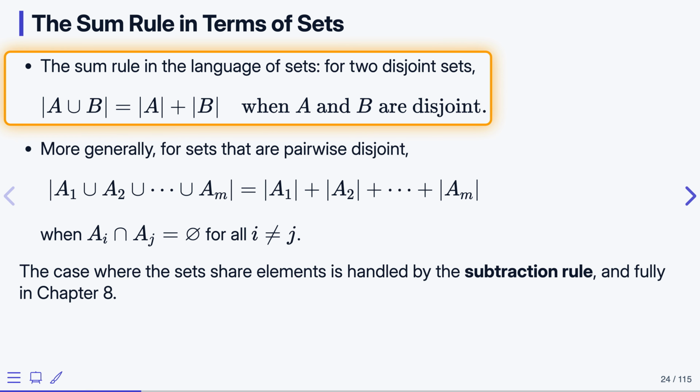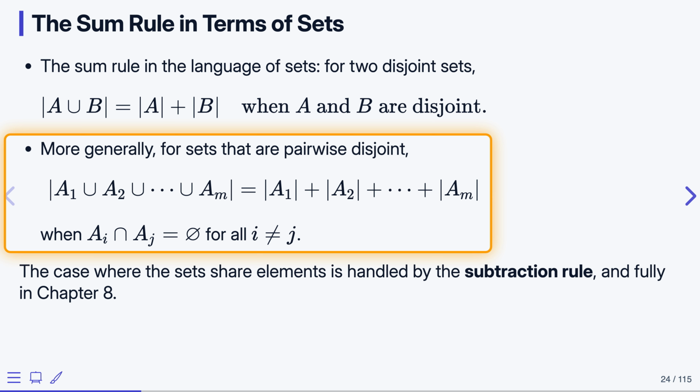We can also say the sum rule in the language of sets. Take two sets A and B that are disjoint, which means they share no element. Then the size of the union of A and B equals the size of A plus the size of B. This works because we count no element twice.